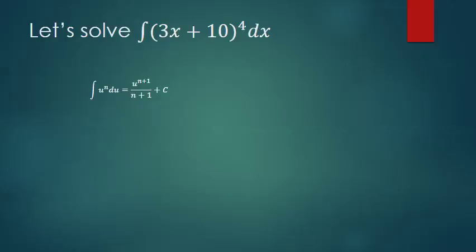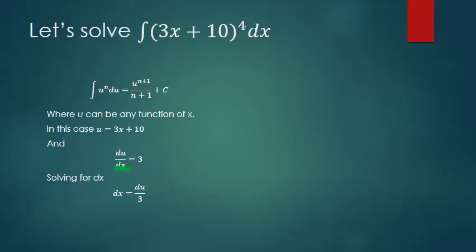Remember the power rule, which says that the integral of u^n du is equal to u^(n+1) over n+1, plus c, where u can be any function of x. For example, in this case, u can be 3x + 10. So if we take the derivative of u, we can see that it will be equal to 3. From this equation, we can solve for dx. And the solution is dx is equal to du over 3.